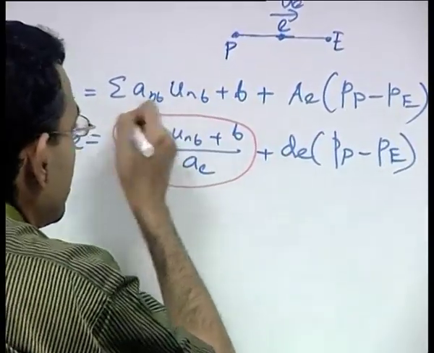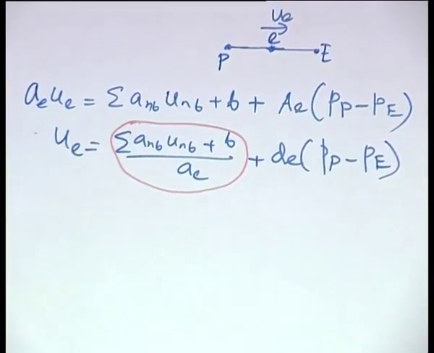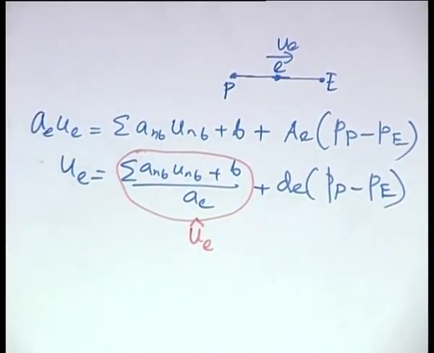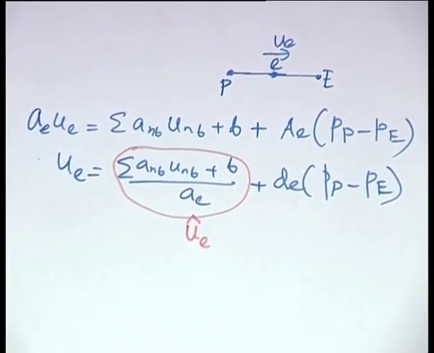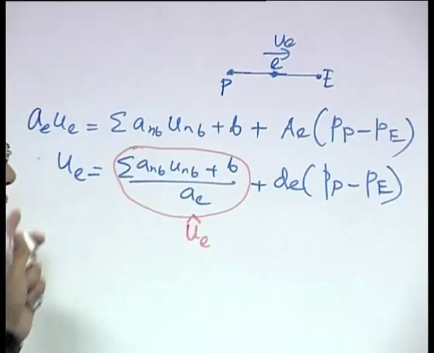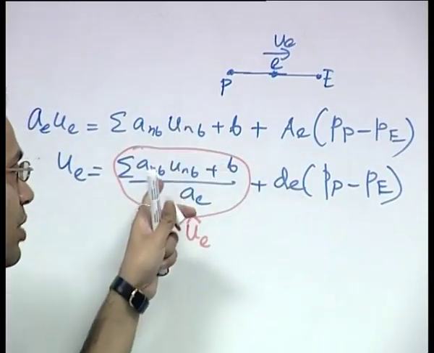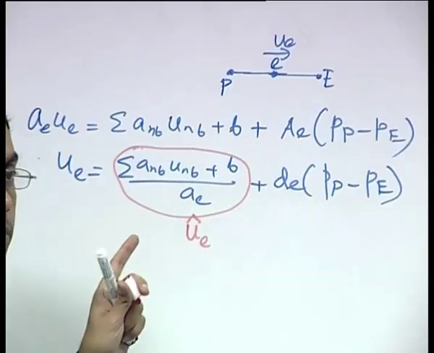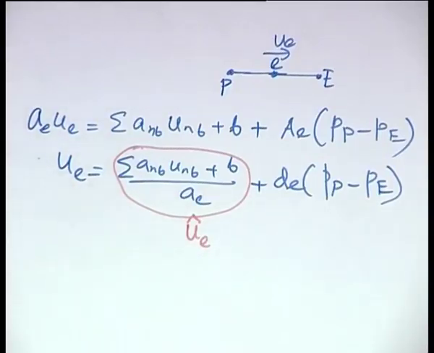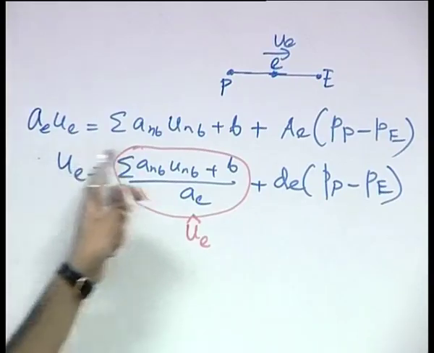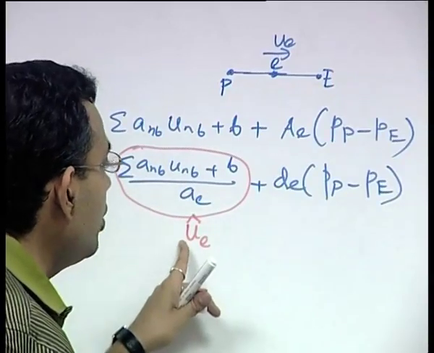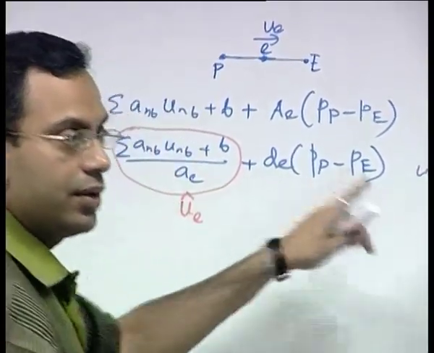This particular term, let us give a name, UE hat. We give it a compact name because, instead of starting with a guess value of pressure, if you start with a guess value of velocity, then this term is known. So in the SIMPLER algorithm, the first change from the SIMPLE algorithm is that you start with a guess value of velocity, not a guess value of pressure. When you start with a guess value of velocity, this term is totally known. So UE equals UE hat plus DE into PP minus PE.